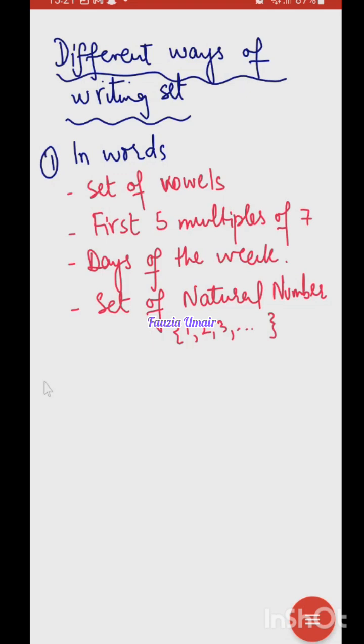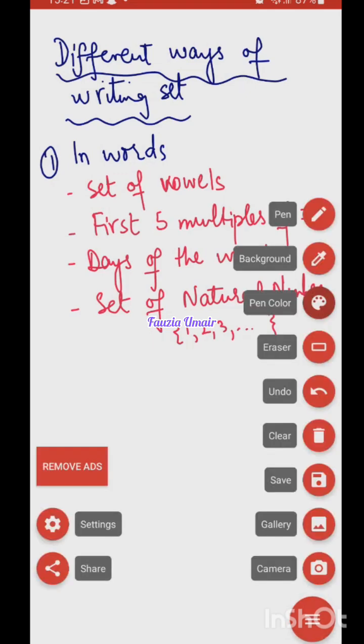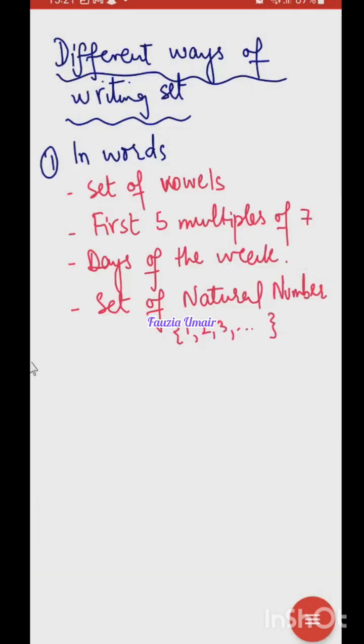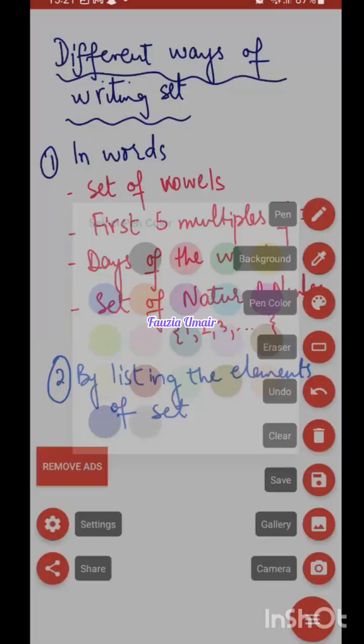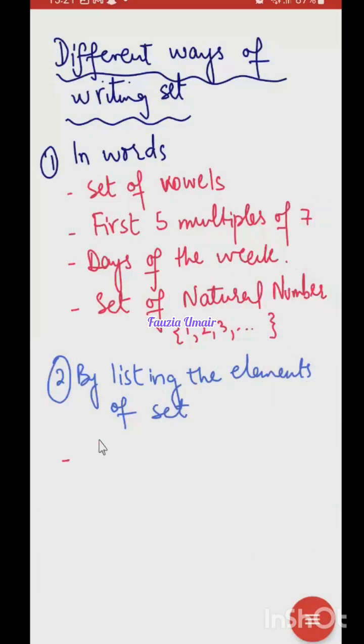So this is one way of writing a set, when you write it in words. The second way, which you have just seen, is using curly brackets. That is called listing the elements. Second way of writing a set is by listing the elements of the set. For example, if I write the above sets by listing the elements, how am I going to write the first one, set of vowels? I'll write A, E, I, O, U.